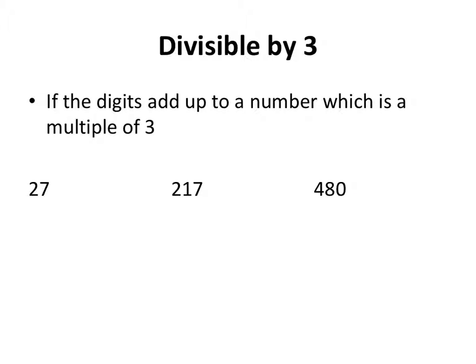If you want to know if a number is divisible by 3, add up all the digits, and if they add up to a number which is a multiple of 3, your original is divisible by 3. So for 27, 2 added to 7 is equal to 9. 9 is a multiple of 3. So 27 can be thought of as 3 groups of 9. 217, 2 plus 1 is 3, plus 7 is 10. 217 is not a multiple of 3 because 10 is not a multiple of 3.